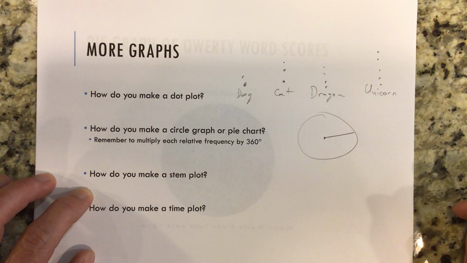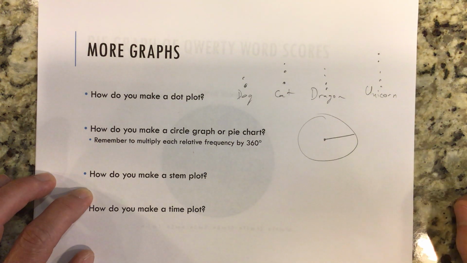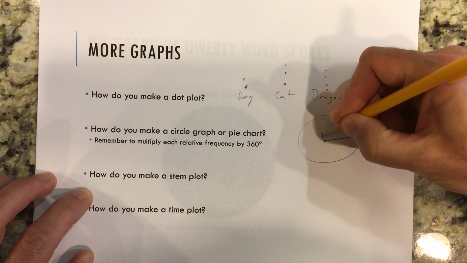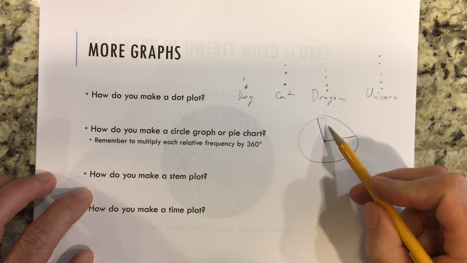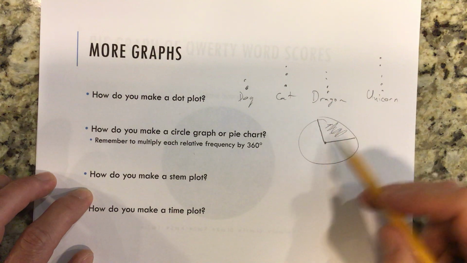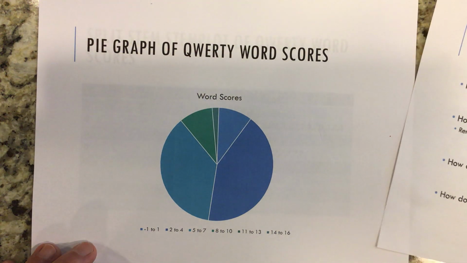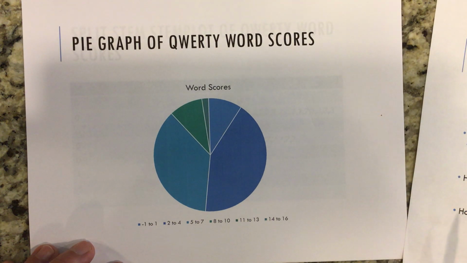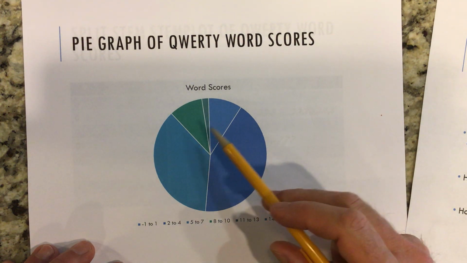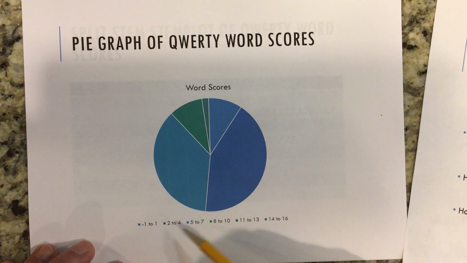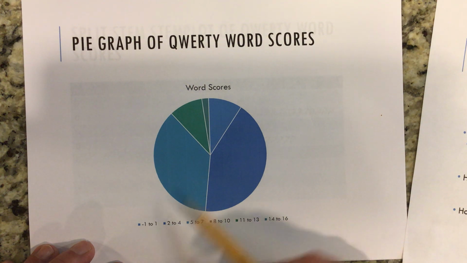So if my relative frequency for a particular class is a quarter, right? I would do a quarter times 360 and say, okay, I need 90 degrees. And then I would make that 90 degrees, and I'd make some kind of color and a key over here to read it. So I made one for our QWERTY word scores. Not the best color scheme, but that's what PowerPoint did for me. If you're making it by hand, try to use colors that are not so similar, right? It's really hard to read this key and figure out, since they're almost all blue, which one is which.